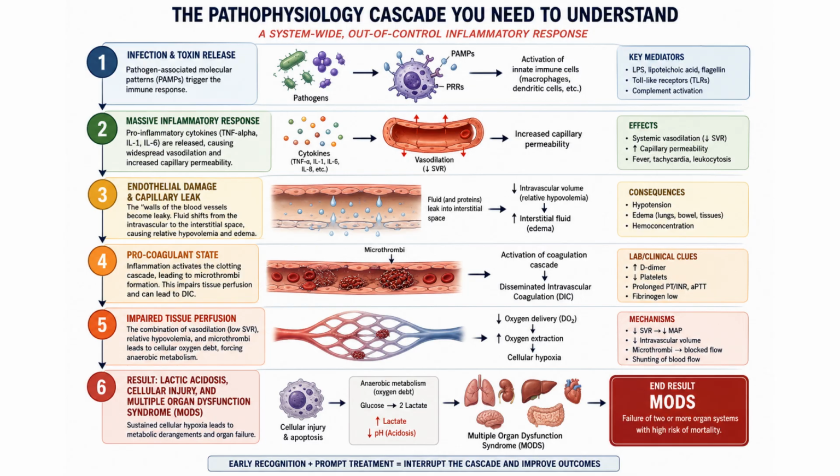To understand sepsis, you have to understand the pathophysiology. It all starts with an infection that releases toxins, triggering a massive, uncontrolled inflammatory response. This storm of cytokines damages the endothelium, the lining of the blood vessels, making them incredibly leaky. This capillary leak causes fluid to pour out into the tissues, leading to edema and a relative hypovolemia. At the same time, this inflammation activates the clotting cascade, forming microthrombi that block off blood flow to organs. This combination of vasodilation, leaky vessels, and tiny clots devastates tissue perfusion, forcing cells into anaerobic metabolism, which produces our key marker, lactic acid.